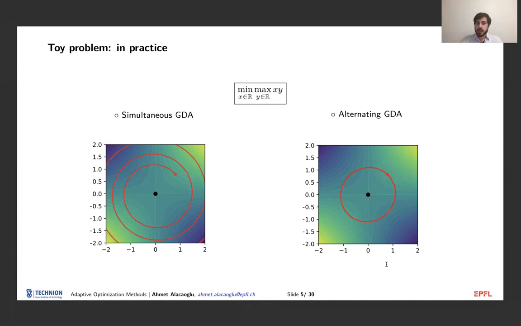With these results at hand, let's see what happens in practice. When we implement these methods on this simple problem, min max xy, of course the solution is the origin. In the simultaneous case, the iterates spiral outwards, so we see divergence. In the alternating case, the iterates stay at a certain distance from the optimum without converging to it. So we see a cycling behavior in the alternating GDA method.